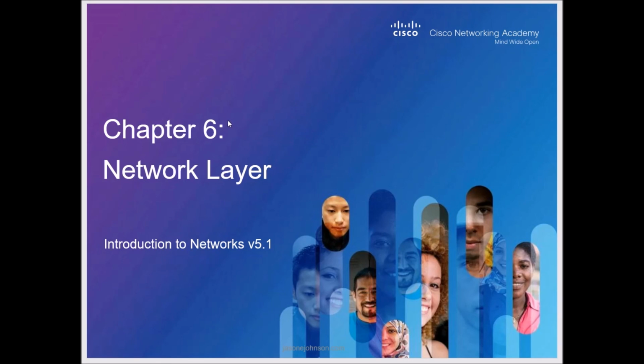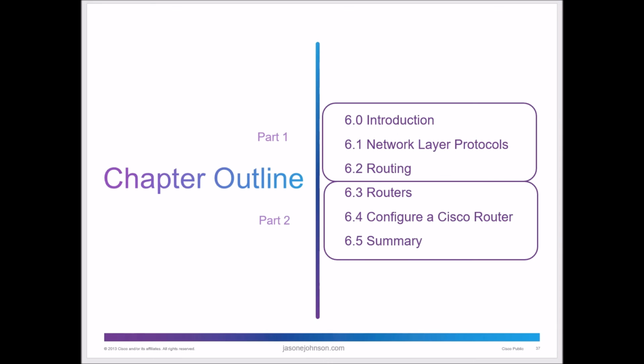Okay, well, we have looked at the first part of Chapter 6. We covered in this portion of the Part 1 video an introduction, the network layer protocols and what the basics are on those, and then the basics of routing and why we route. In Part 2, we're going to take a look at routers, the basics of configuring a Cisco router, and then we'll do a summary of this chapter as well.